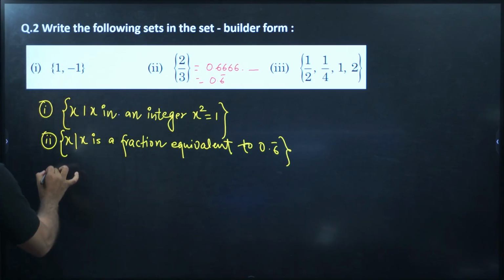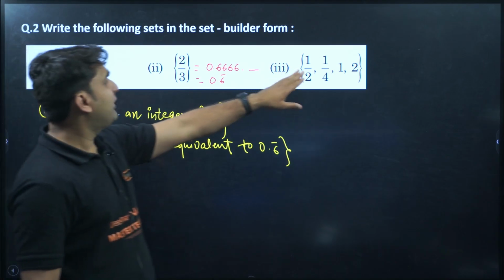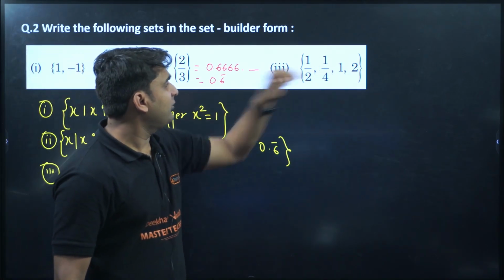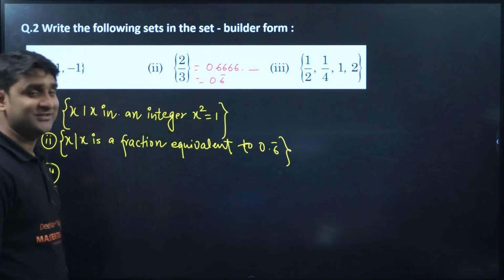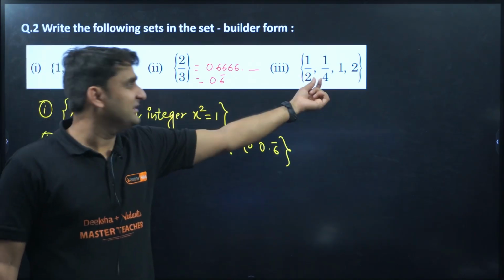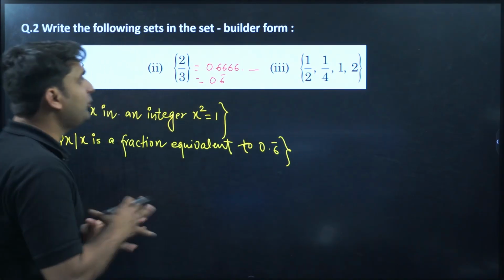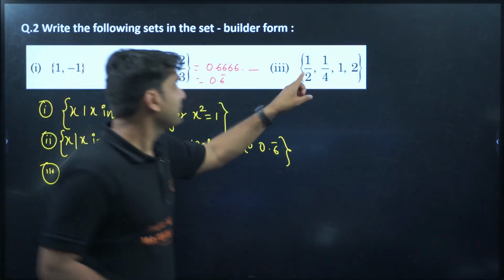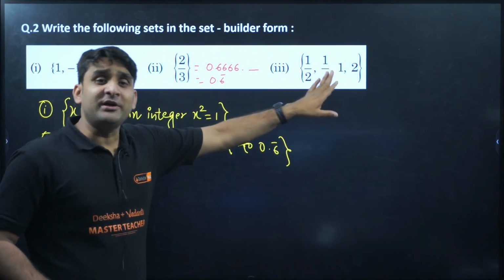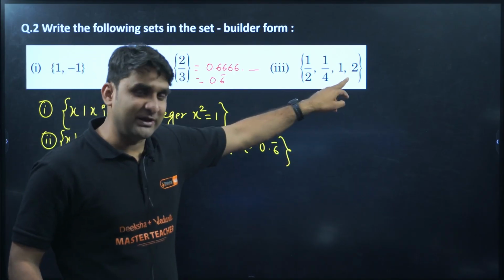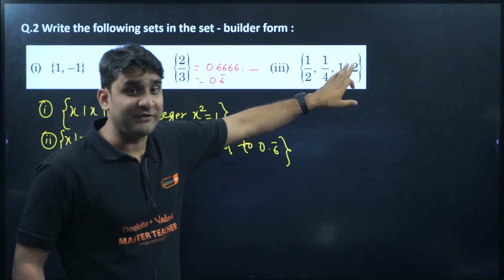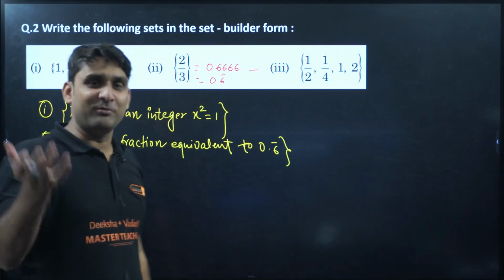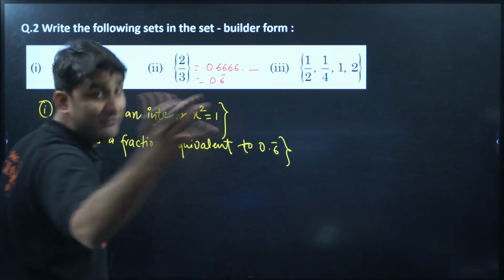Moving to the third: 1 by 2, 1 by 4, 1 by 1, and so on. The question is so easy, but a little confusing. Just imagine, my dear champions, all the elements are fractions. 1 is also a fraction, we can assume 1 by 1. 2 is also a fraction, we can assume 4 by 2. 4 by 2 is equal to 2, or 2 by 1 is also 2.